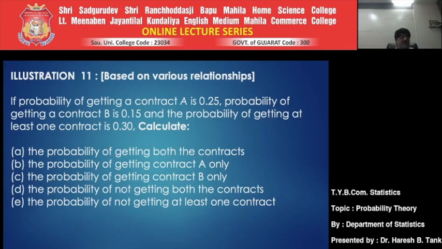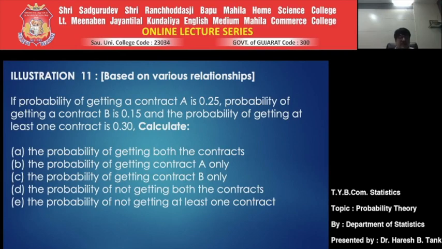Look, the first thing to be done in this type of example is you have to put every piece of information in a notational format. Let us suppose getting contract A is event A.